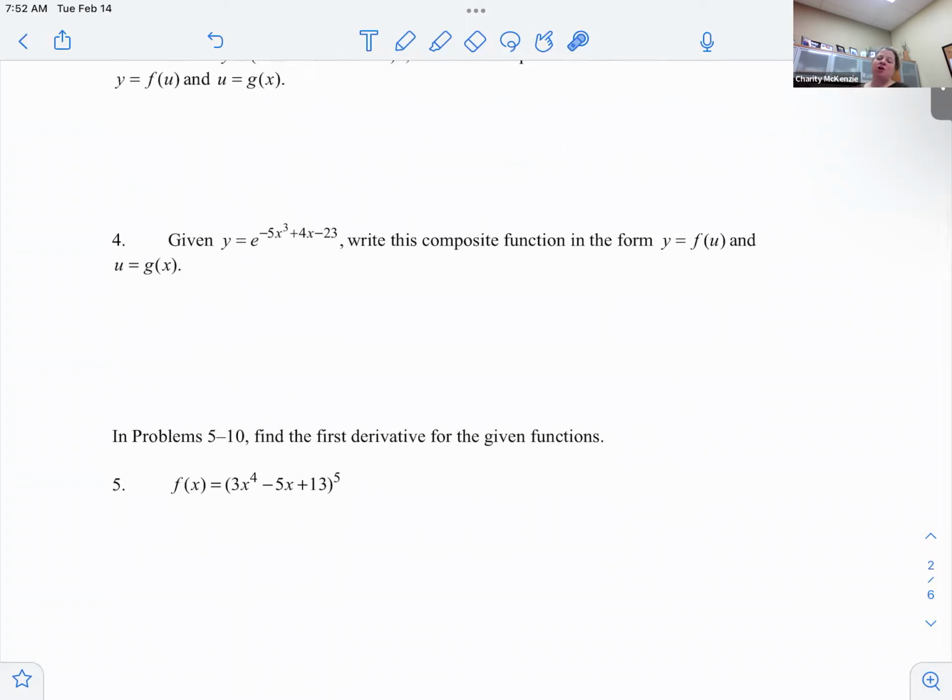Four, e is another huge one that we have as well, because it's got business ideas that work with an e, compound interest, so continuous compound interest. So this one is saying, write your composite function in this form. So what is f of u? Basically, what are the two ideas here? Well, the big idea is e to the u power. That's the outside idea, e to some power. The inside idea, which we're calling g of x, is going to be negative 5x to the third plus 4x minus 23. So outside e, inside ugly stuff in the exponent place.